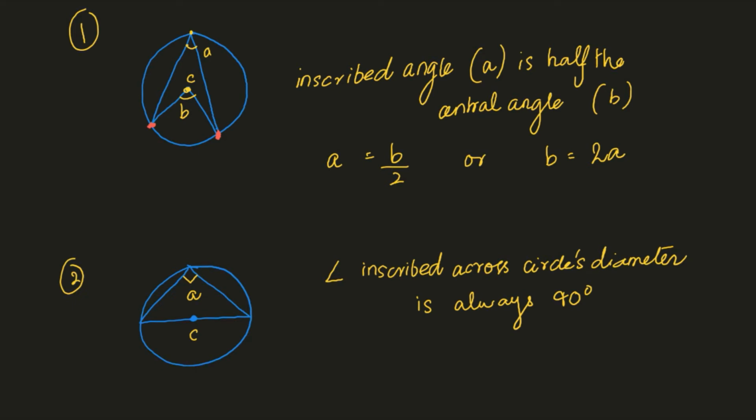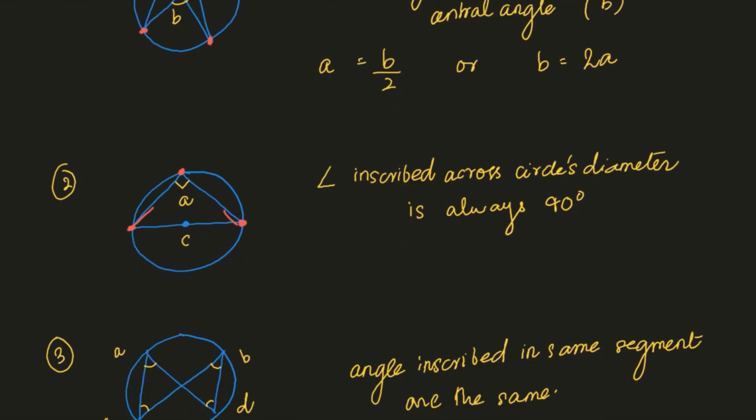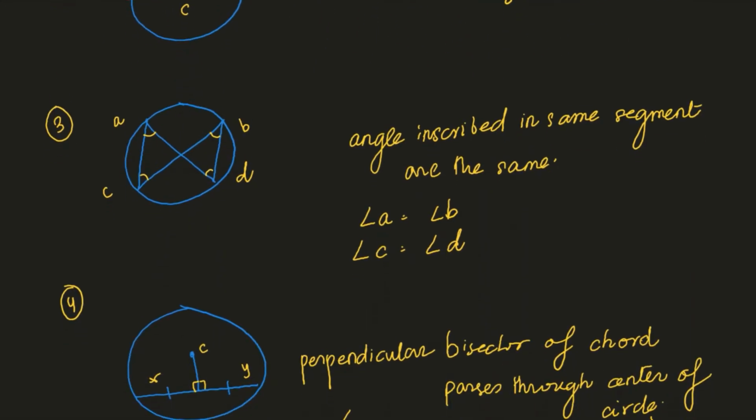So for property number 2, when these 2 points, these red points, are across the diameter of the circle, the inscribed angle becomes 90 degrees. So basically, when you have these 2 points across the diameter of the circle and they create this line, and this line meets at the circumference, the angle is always 90 degrees. All right, so moving on.